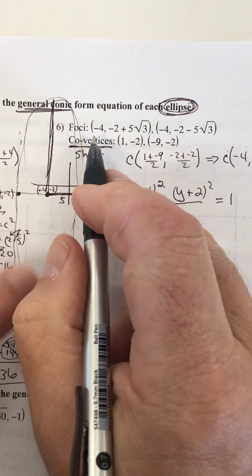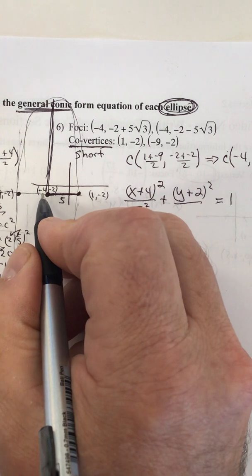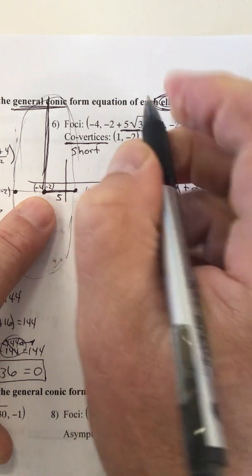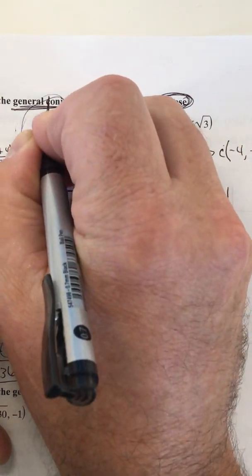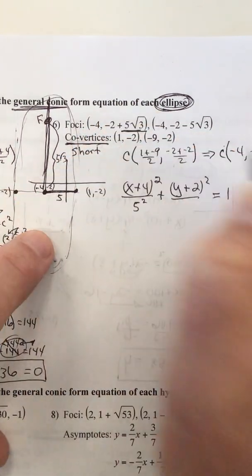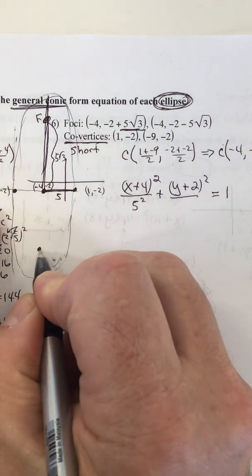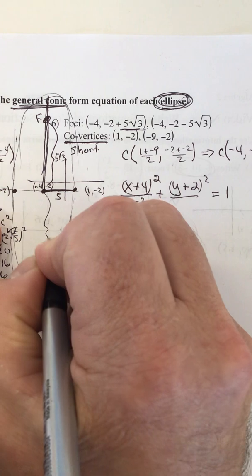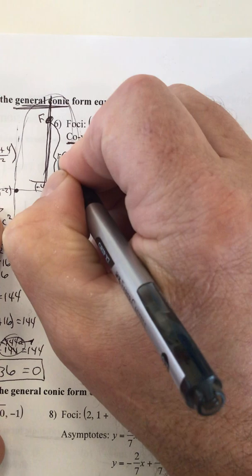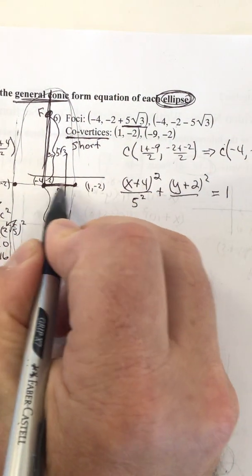Okay, well let's see if we can figure out that distance. They gave us the focus points. It's going over negative 4, and then notice it's at the negative 2, and then it's going up 5 roots of 3. So that focus point is starting at the negative 2, and then going up 5 roots of 3. And then the other focus is starting at negative 2 and going down 5 roots of 3. So that's the C number. The distance from the center to the focus is C. So C must be 5 roots of 3. We know this one is 5.